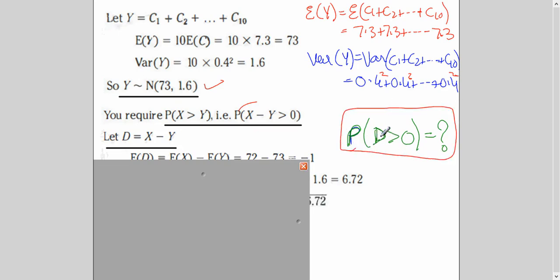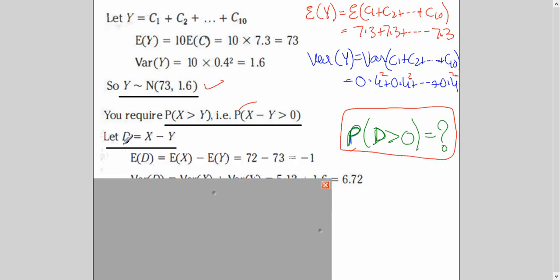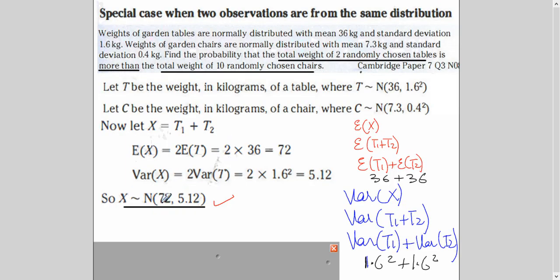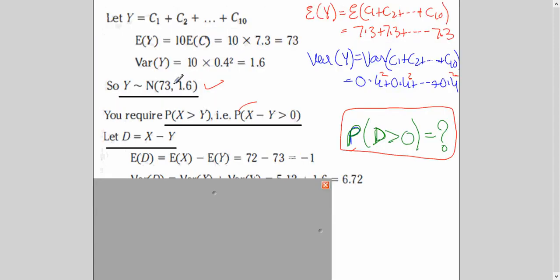So the question you have to answer finally is this question. But again, do you have a distribution of d? No, you have a distribution of x, you have a distribution of y. So let's use it to find the new distribution d, which we will use in our probability. So exactly the same: distribution of x minus distribution of y. Now we have seen the mean of x was 72. So 72 minus 73, you get minus 1.